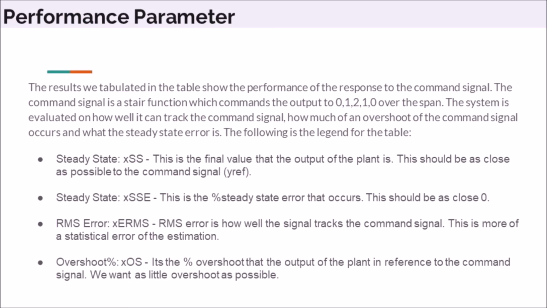The second important parameter is steady state error, which should be close to 0. The next parameter is the RMS error, which measures how well the signal tracks the reference signal. And the last parameter is the percent of overshoot of the output of the plant in reference to the input signal. We want as little overshoot as possible.